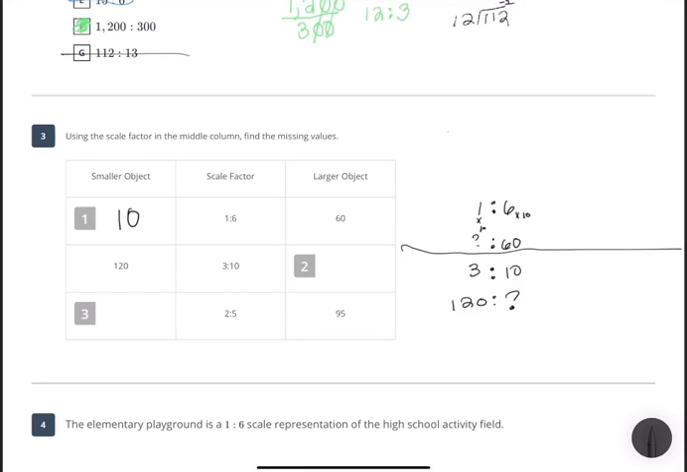So what times 3 will give you 120? If you don't know how to think about this question, think about this. What times 3 would give you 12? If you guess 4, you're correct. But add that extra 0 and it will be 40. So 3 times 40 would equal 120. And whatever you do to one side, you want to do to the other side. So 10 times 40 would be 400. So the missing number would be 400.